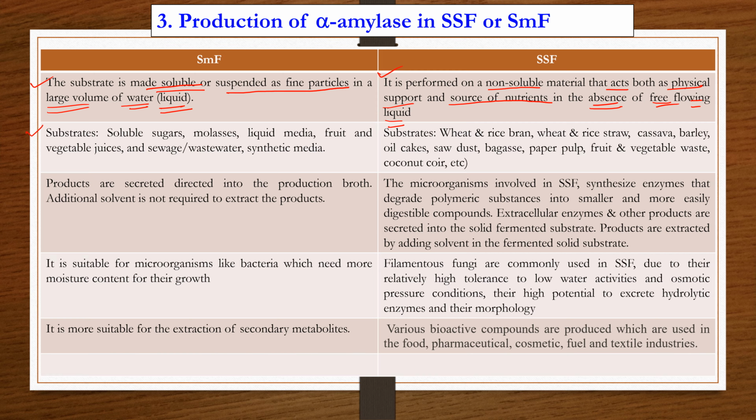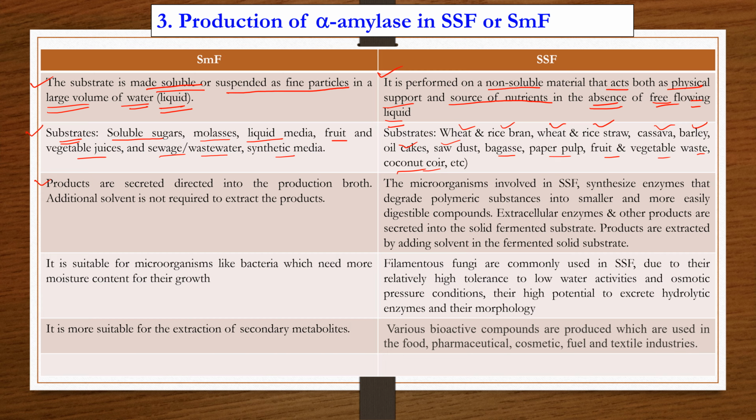In SMF, substrates like soluble sugars, molasses, liquid media, fruit and vegetable juices, sewage, wastewater, synthetic media, etc. are used. But in SSF, solid substrates are used like wheat and rice bran, wheat and rice straw. That means mostly different agro residues are used: cassava, barley, oil cakes, sawdust, bagasse, paper pulp, fruit and vegetable waste, coconut coir, etc.